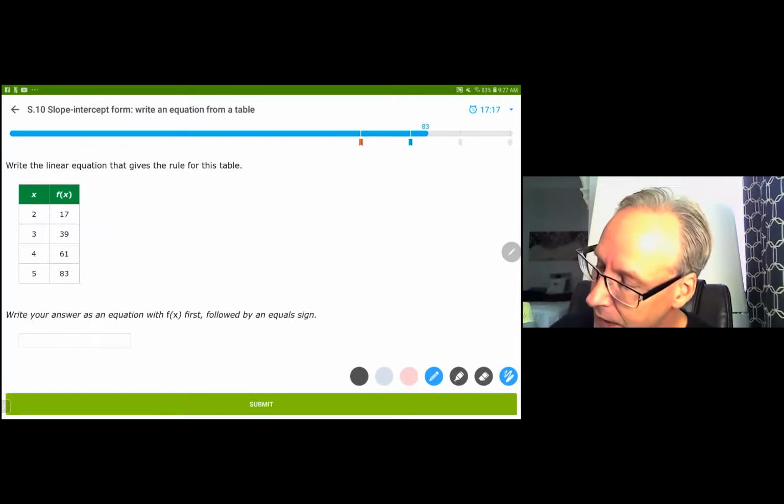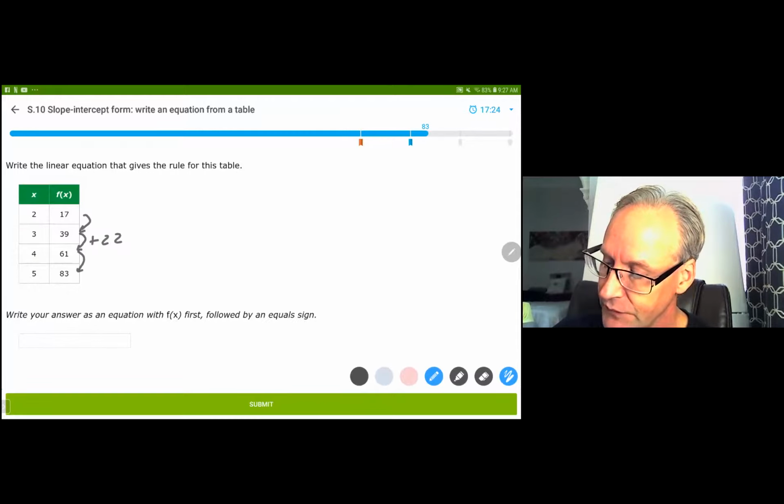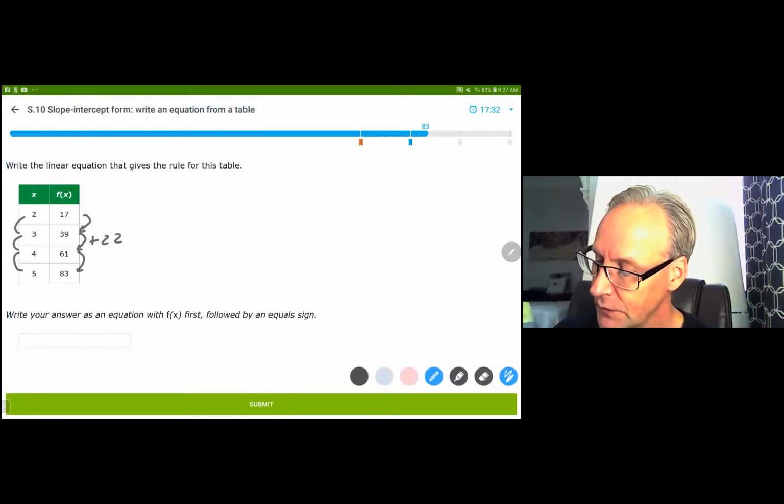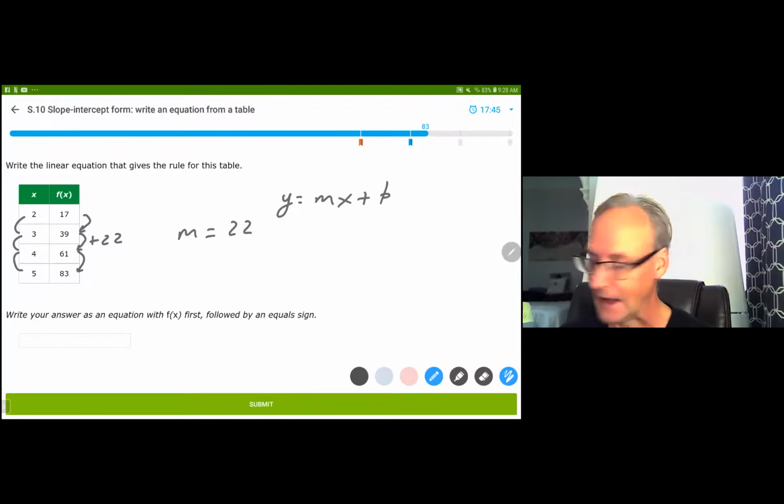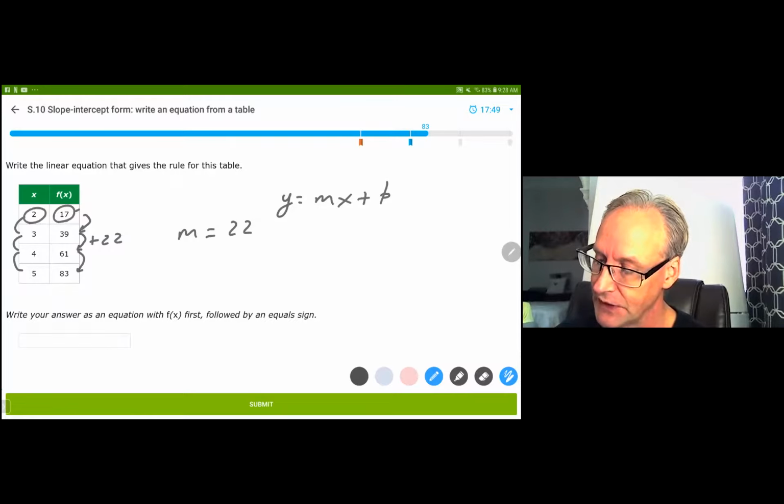All right, so now we've got a change of, it looks like it's going up 22, doesn't it? That's plus 22. To get from 17 to 39, we went up 22. Same thing, 39 to 61. And these are going up by ones. So our slope is 22. And I'm going to go ahead and write it all out because this one's kind of complicated. y equals mx plus b, or f of x if you want to call it that. I'm going to use the first point in each case unless otherwise stated.